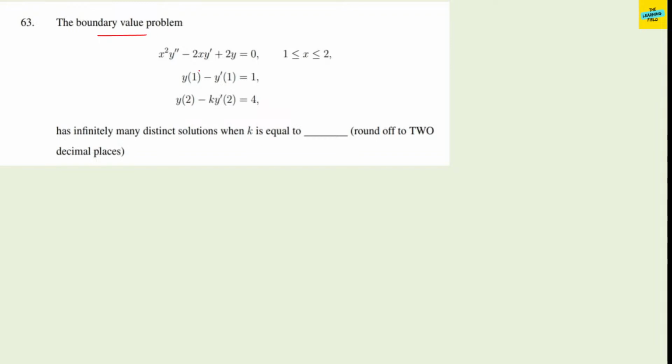So this one has infinitely many distinct solution values of k. This is the Cauchy-Euler form of ODE. So how can we solve this problem? Remember, if a x square y double dash plus b x y dash plus c y is equal to 0, this is the Cauchy-Euler form.